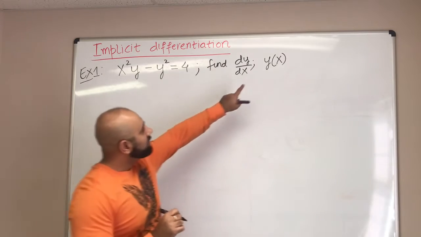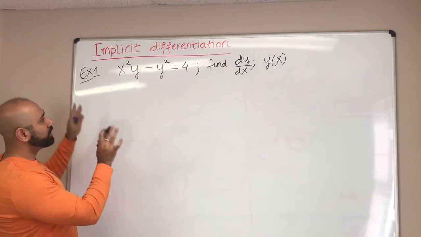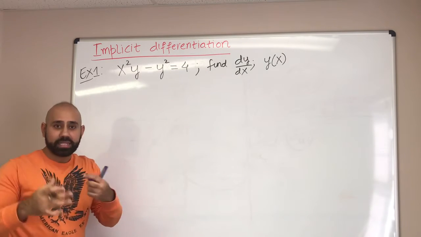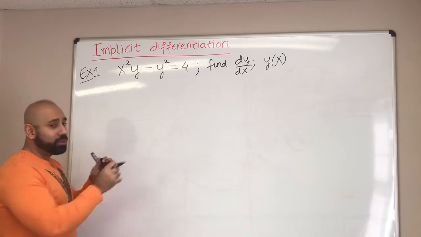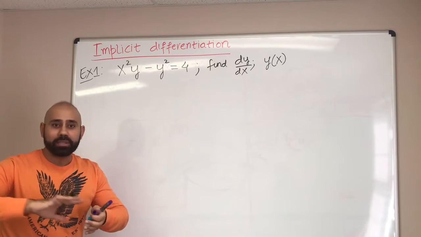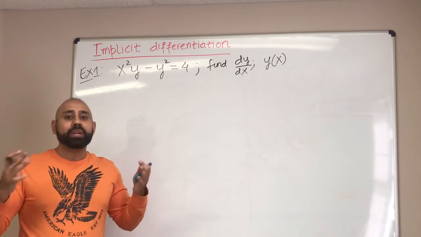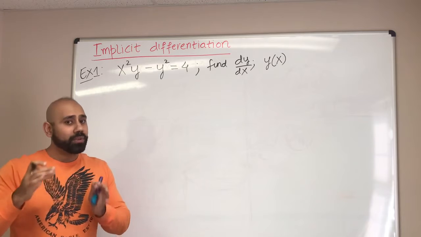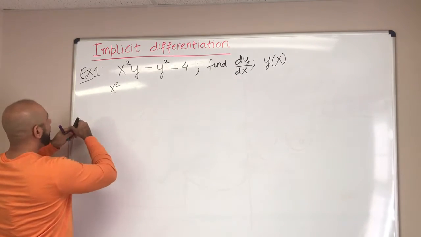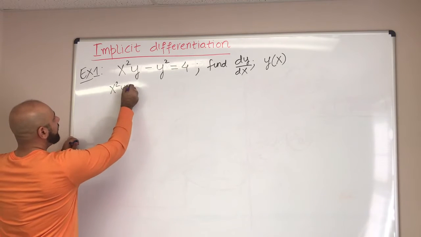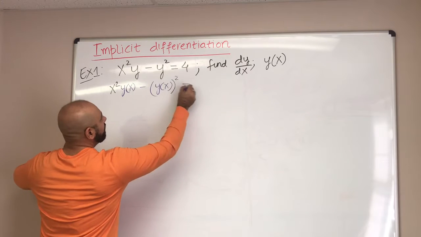Keeping in mind this notation, I'm going to do it only for this example because this is my first example. Once we understand how to do all these steps, then from the next examples I'm not going to write y of x all the time, but in our minds we have to always think of y as y of x. So here I'm going to write this as x squared minus y of x, whole squared, equals 4.